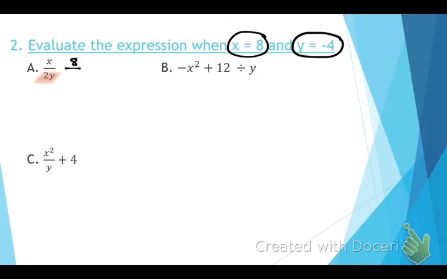Now, class, what does it mean when there's a number next to a letter? You multiply. 2y means 2 times y. So, Luke, I'm going to plug in 2 times. What am I plugging in for y? -4 is correct. All right, so let's put a little equal sign. 8 over, Luke, what is 2 times -4?